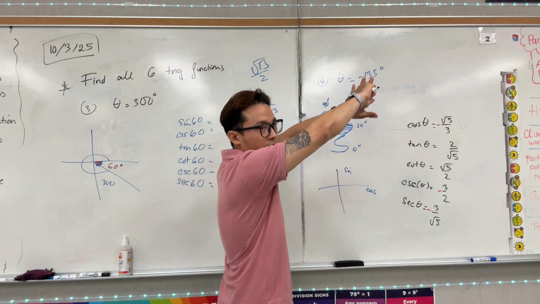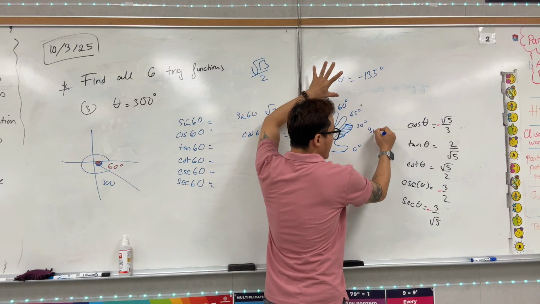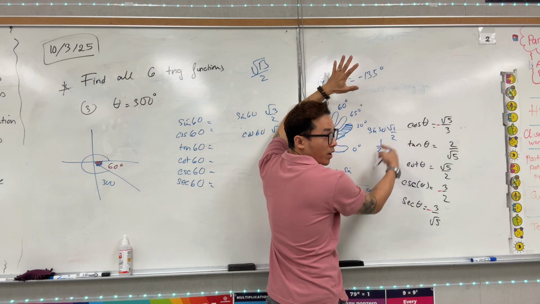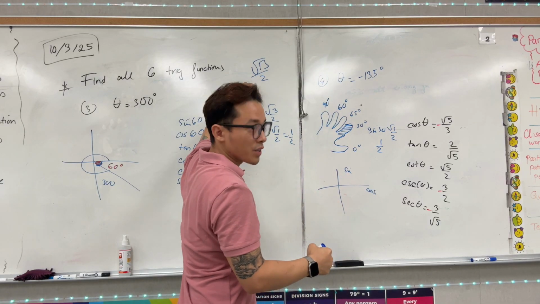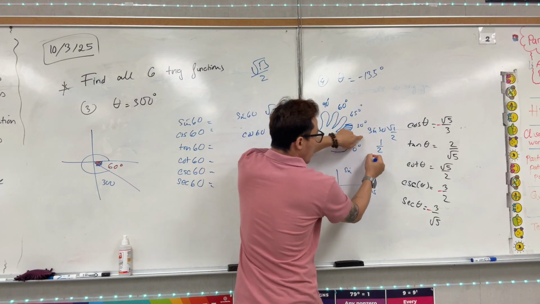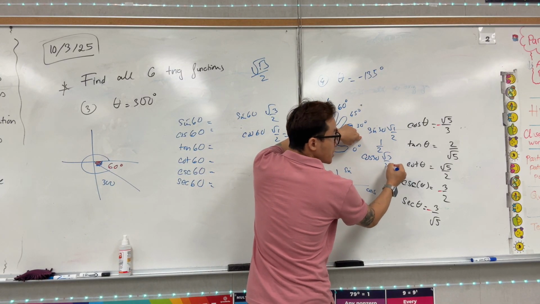How many fingers do you have left on the bottom? 1. So that means sine 30 is square root of 1 over 2, which is just 1 over 2. They will always be square root of something over 2. Now how many fingers do you have on the top? 3. So cosine of 30 is square root of 3 over 2.